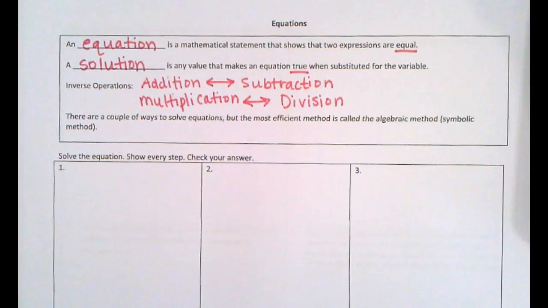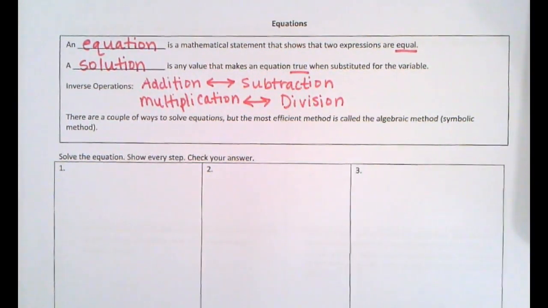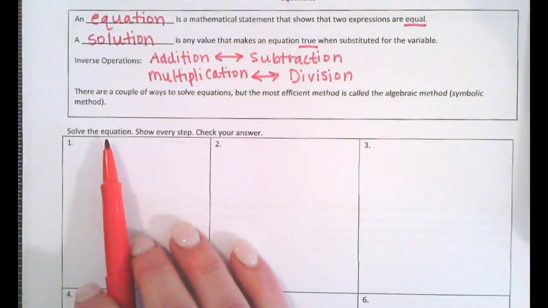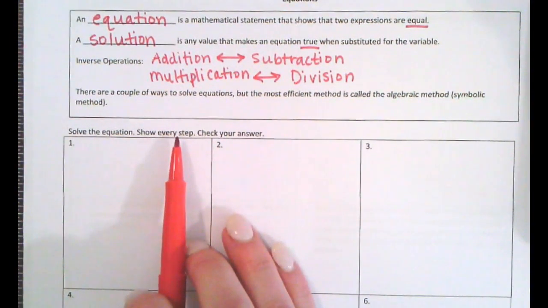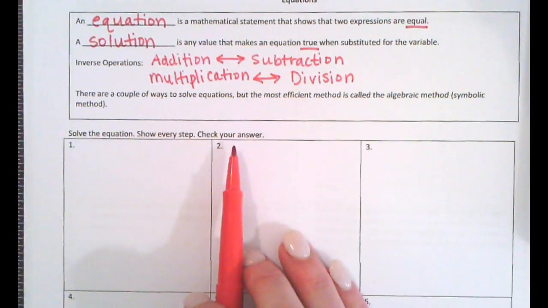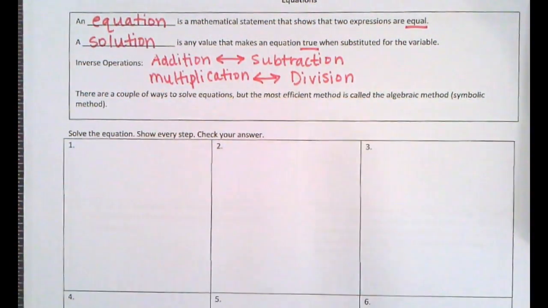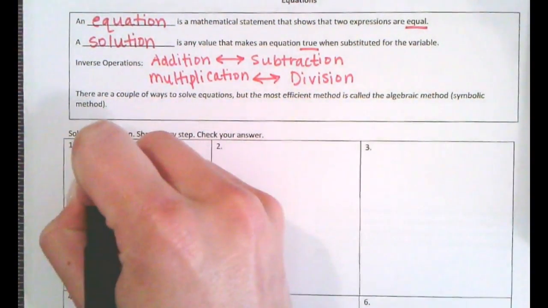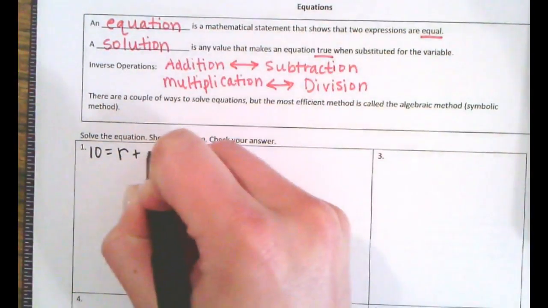There are a couple ways to solve equations, but the most efficient method is called the algebraic method or the symbolic method. That's what we'll be using today. Your instructions are to solve the equation, show every step, and then we will check our answer to make sure we are doing it correctly. So the first problem I have: 10 equals r plus 2.